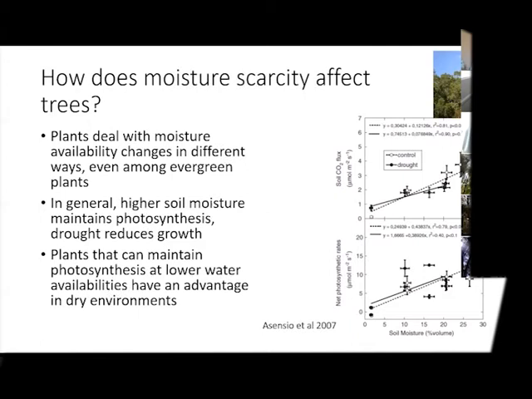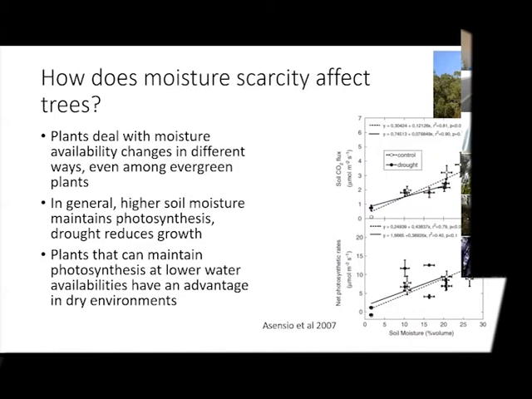But plants deal with moisture availability changes in different ways, and both evergreen species as well as deciduous species have to do this. In general, and this is probably kind of obvious, higher soil moisture tends to maintain photosynthesis for longer. And drought, even in soils that tend to hold more moisture, reduces growth. In both of those places, when trees can maintain photosynthesis at lower moisture availabilities, they will have an advantage.